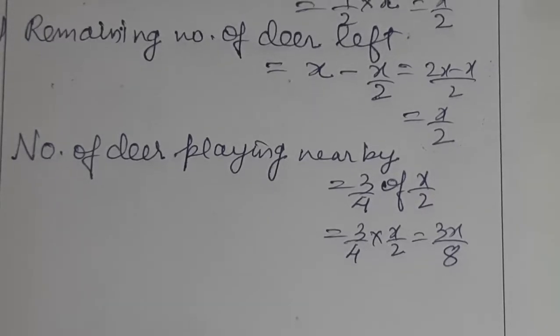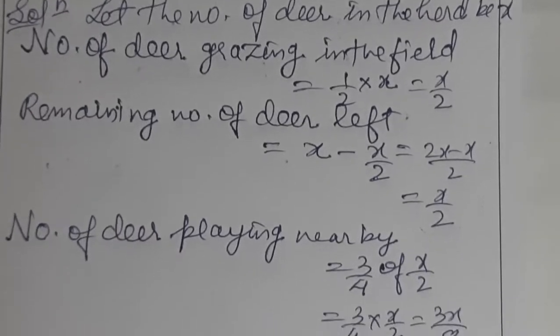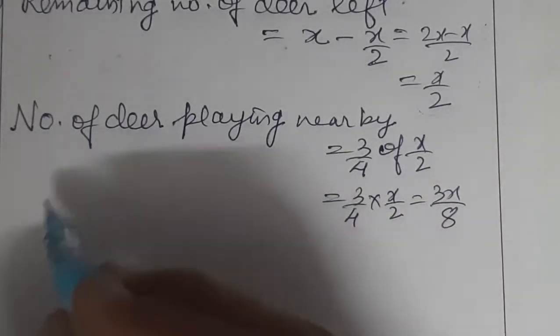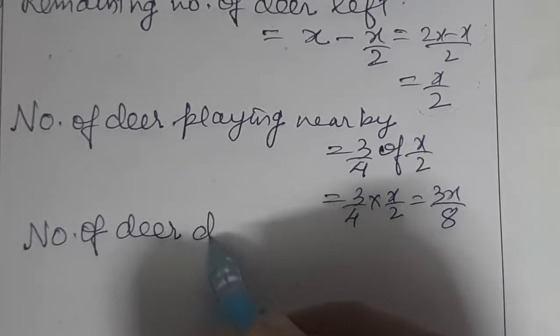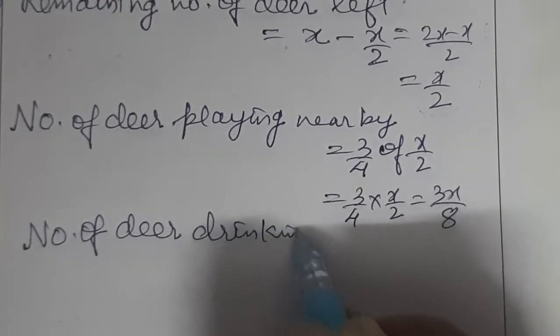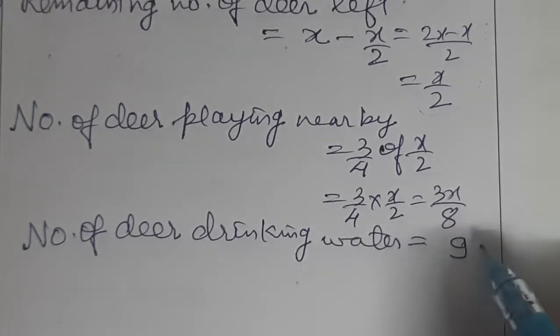And now read again the question. Rest 9 are drinking water. Number of deer drinking water. How many are drinking water? 9. It is given to us in the question.